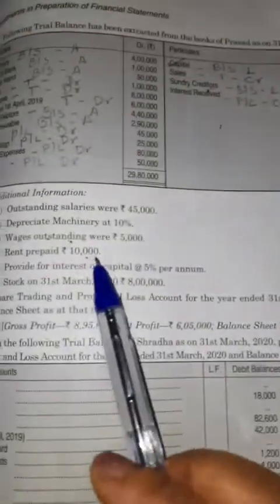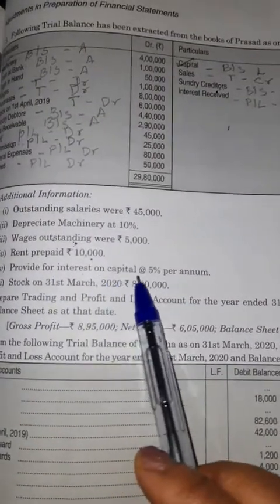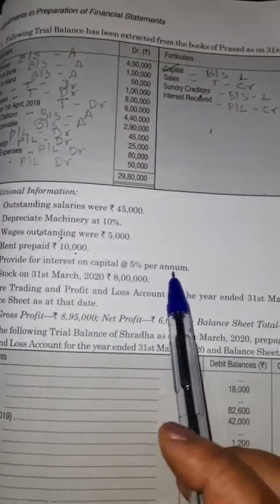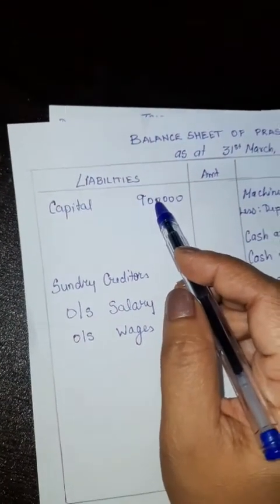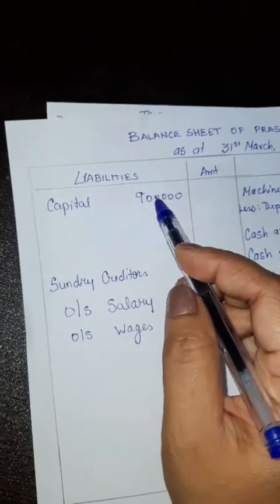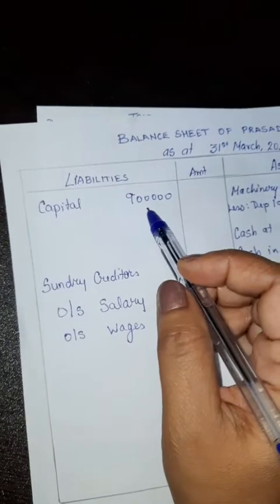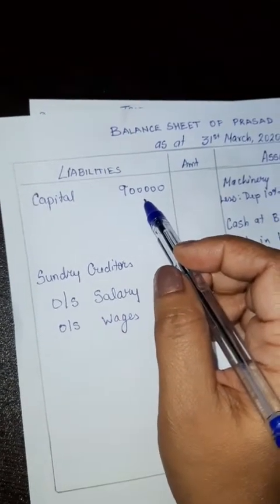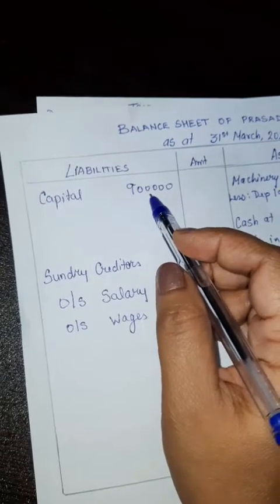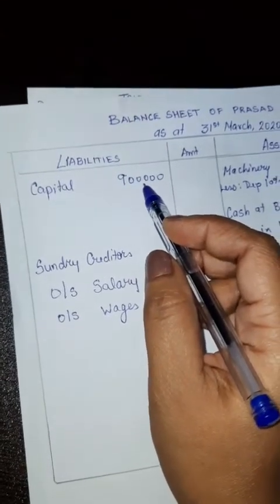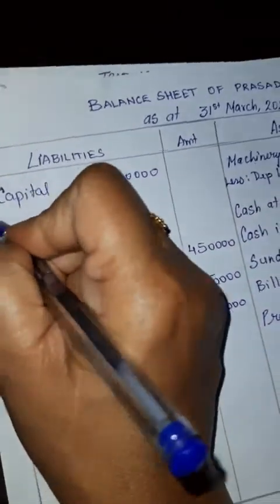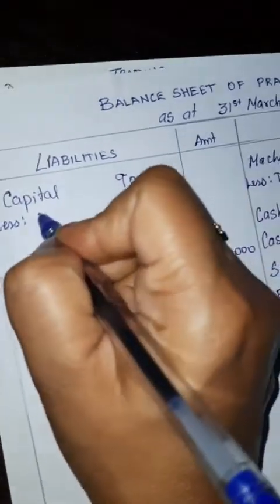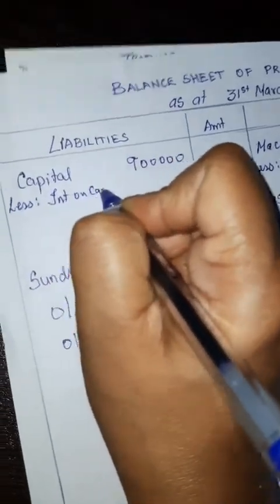The next item in this order is: provide for interest on capital at the rate of 5% per annum. Interest on capital means what? On this capital you have to give interest to your partners, your sole proprietor, or the business partners. So it is from this capital that you have to give that amount to your proprietor. So interest, you can write here: less interest on capital. How much percent have you calculated?